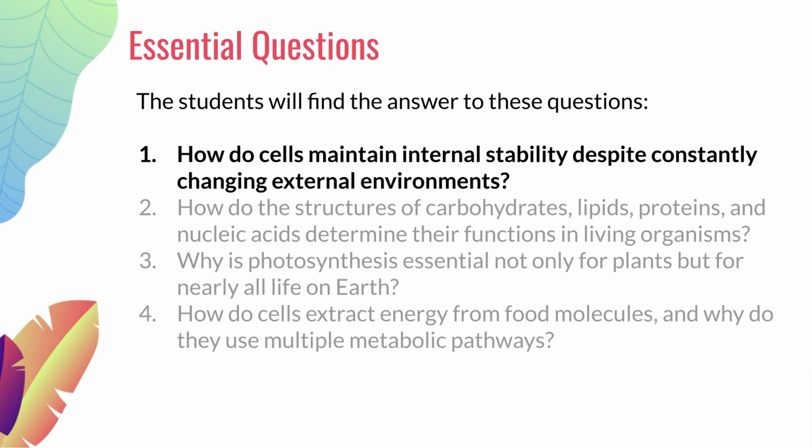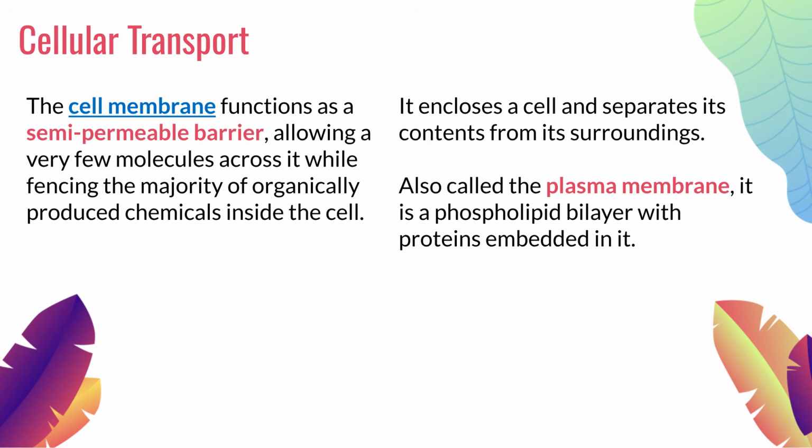As we proceed, consider these essential questions. How do cells maintain stability despite changing environments? The cell membrane acts as a semi-permeable barrier, regulating what enters and exits the cell. Also known as the plasma membrane, it encloses the cell and protects its internal environment.